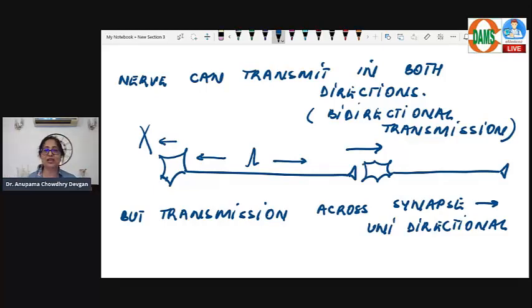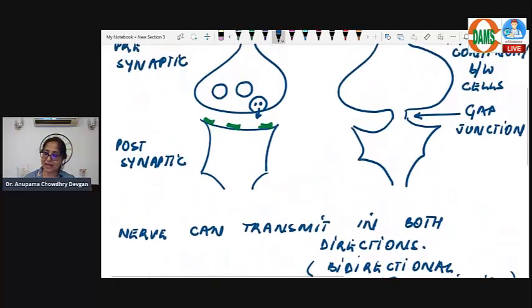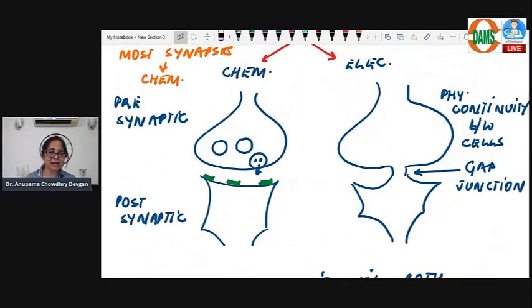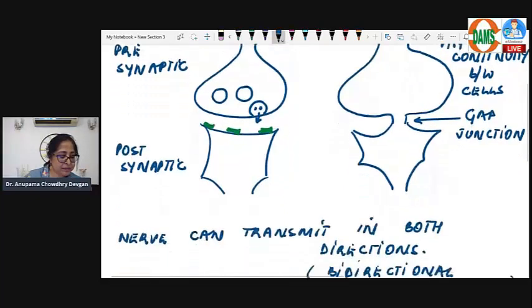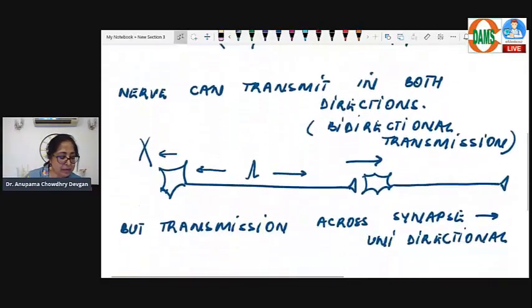But for a nerve, it will be bidirectional. Okay? Two types of synapses, chemical and electrical, but majority are chemical. Electrical are very few, very few. Majority of the synapses are chemical.